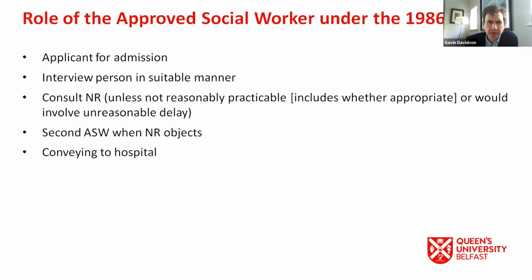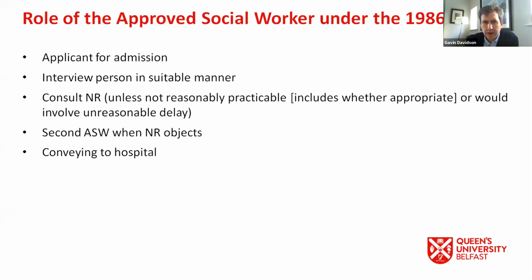So case law has also established that not reasonably practicable can include whether it's appropriate to consult the nearest relative. So that's usually in a situation where you make a professional judgment that it would be harmful in some way to consult the nearest relative. That's usually if the person who's identified as the nearest relative has been abusive towards the person you're assessing. You need to have a good reason not to consult.